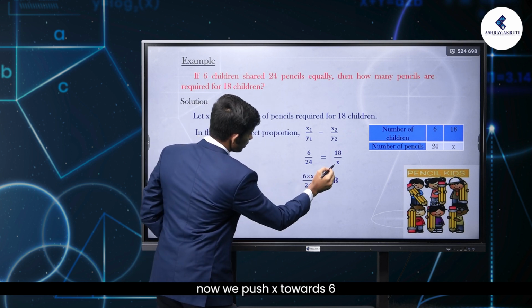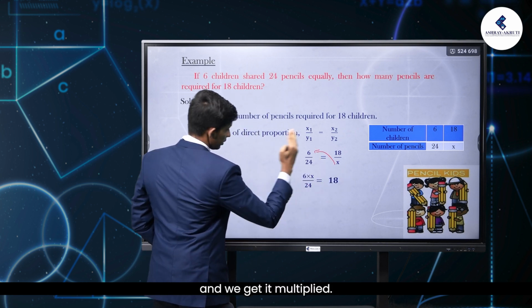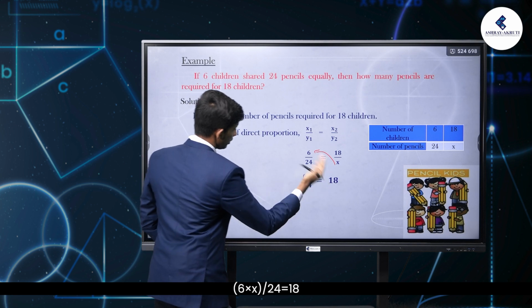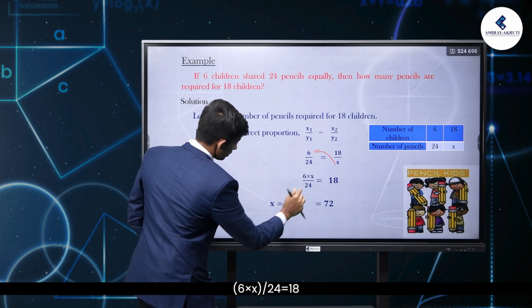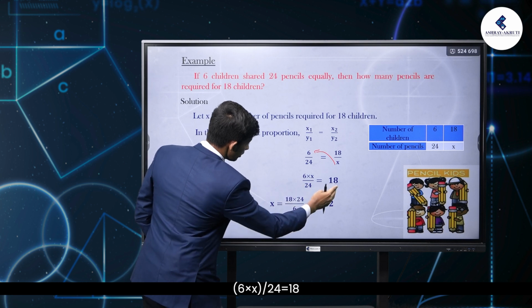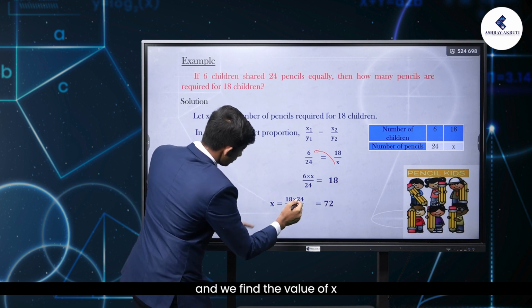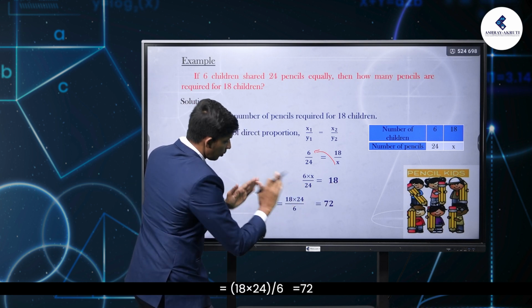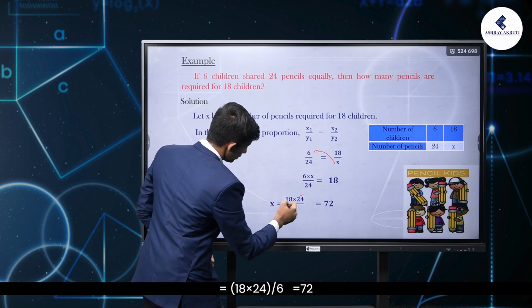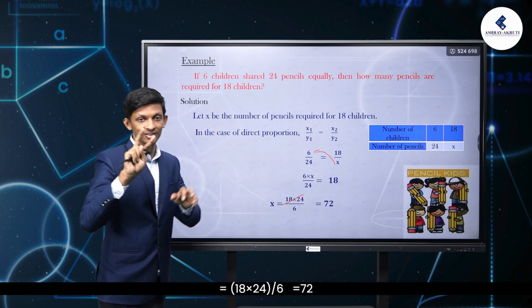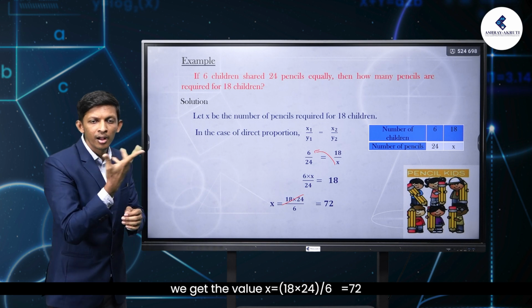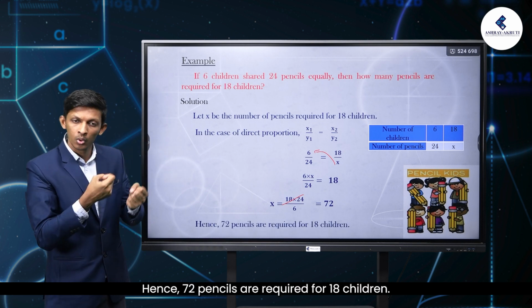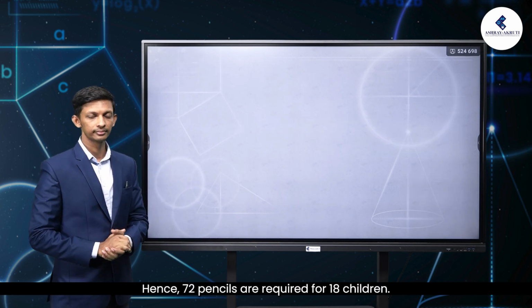Now we push x to 6 and we get it multiplied. So 6 into x by 24 is equal to 18. And we find the value of x, which is equal to 18 into 24 by 6. After cancelling, we get the value x is equal to 72. Hence, 72 pencils are required for 18 children.